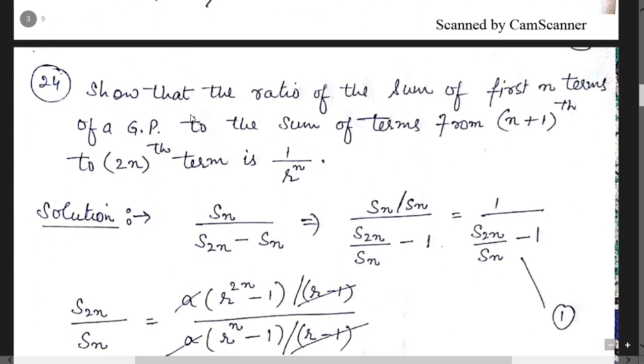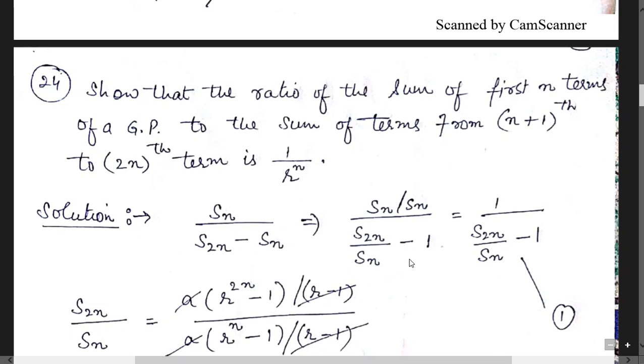Now question number 24. Show that the ratio of the sum of first n terms of a GP to the sum of terms from n plus 1 to 2nth term is 1 over r raised to power n. Now what is the meaning of the statement? Basically the ratio of Sn and S2n minus Sn, we have to prove this. Sn is the sum of n terms and S2n minus Sn is the difference between the sum of 2n terms minus the sum of n terms.